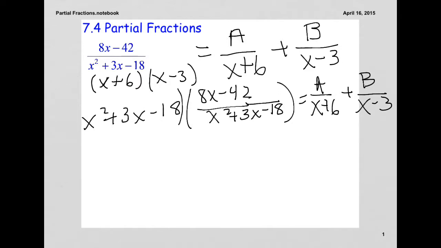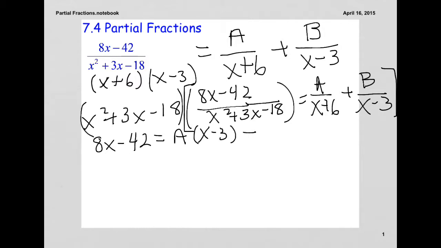Okay, I'm multiplying everything by the common denominator. That gets rid of all the fractions. So that leaves me with 8x minus 42 equals a times x minus 3 plus b times x plus 6. Okay, now we pick a value for x so that it makes one of these two binomials 0, so we can get one of the variables by itself.